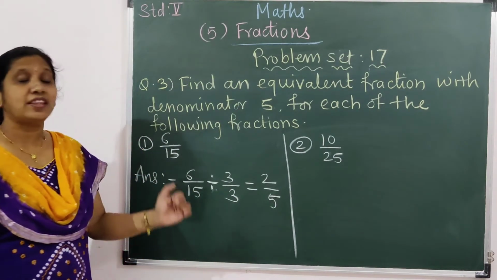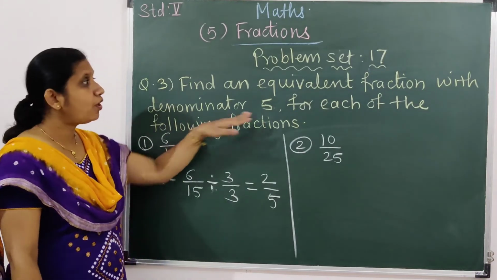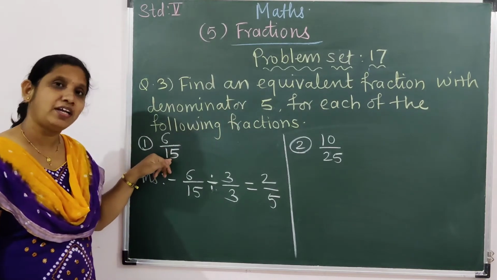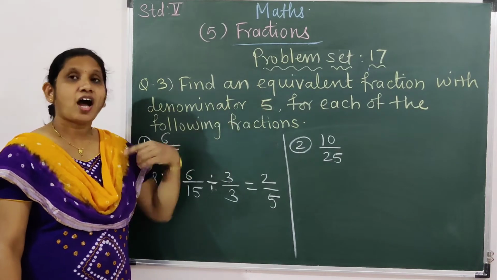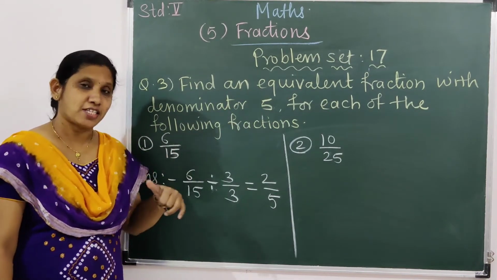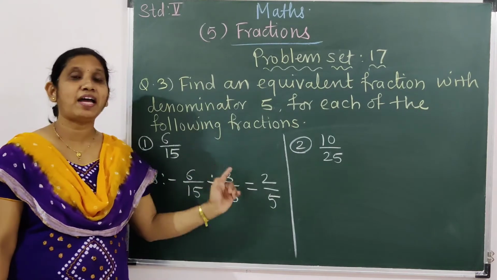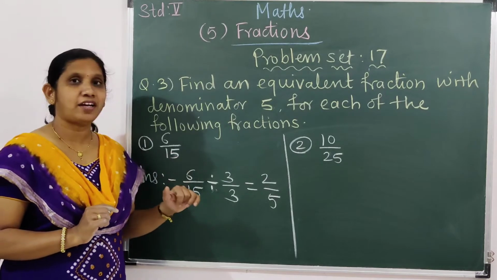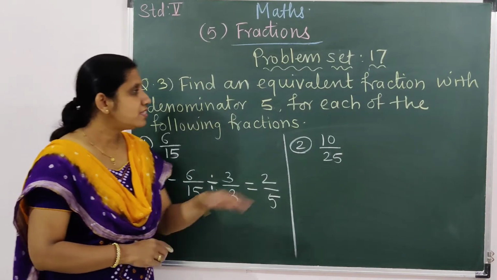Children, you can think by another method also. We want the denominator 5. Here what is the denominator given? 15. Then think like this. 5 how many are 15? Yes, 5 threes are 15. It means we have to divide by 3. By both ways you can think and find out the divisor. Is it clear?